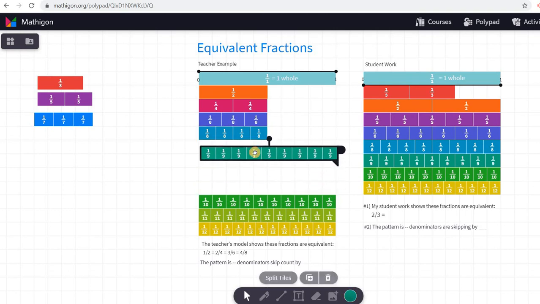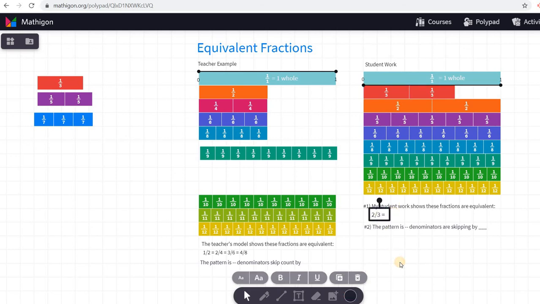Next, I need to go on and try with the 9ths. But I think you understand the method. So now I want you to show equivalent fractions for 2/3. Please make sure that you type in your equivalent fractions down here, and then be sure to tell me what the denominators are skip counting by.